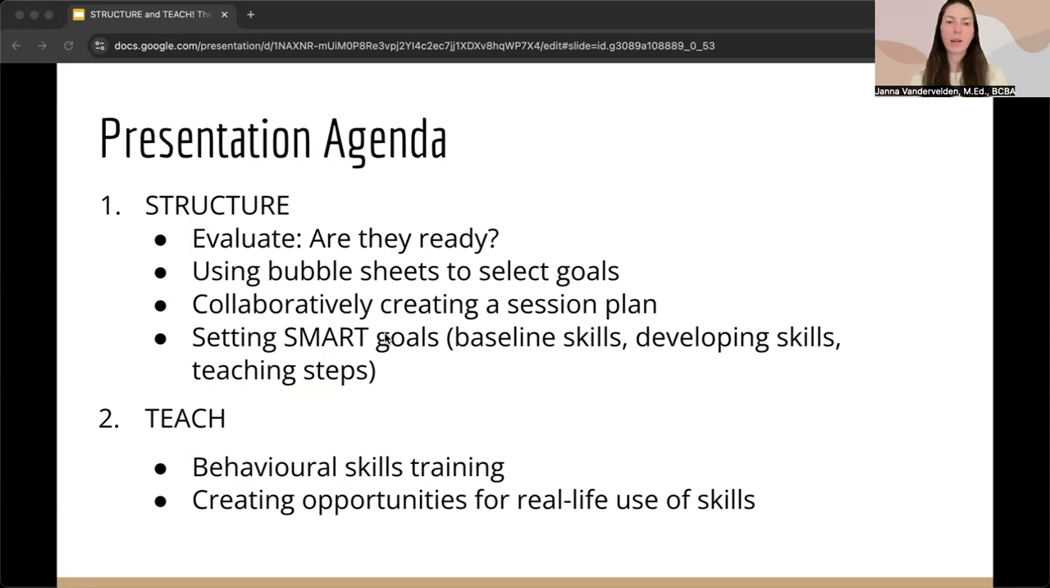In the teach element, I will be introducing an evidence-based method for teaching skills, known as behavioral skills training. Finally, this module will cover how to ensure that the skills mentees learn with you in mentorship really do get used out there in the mentee's real world.